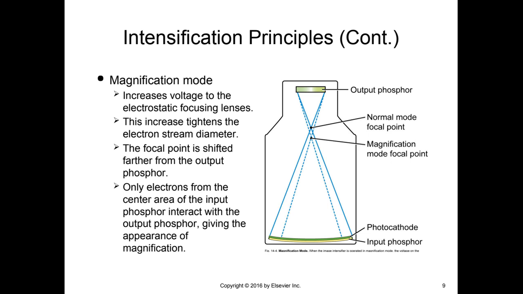All right, when it tightens, it actually shifts our focal point farther away from our output phosphor. All right, so this effect really means that only the electrons that are at the center of our input phosphor are going to be received at our output phosphor. So doing that assists us in magnifying our images.